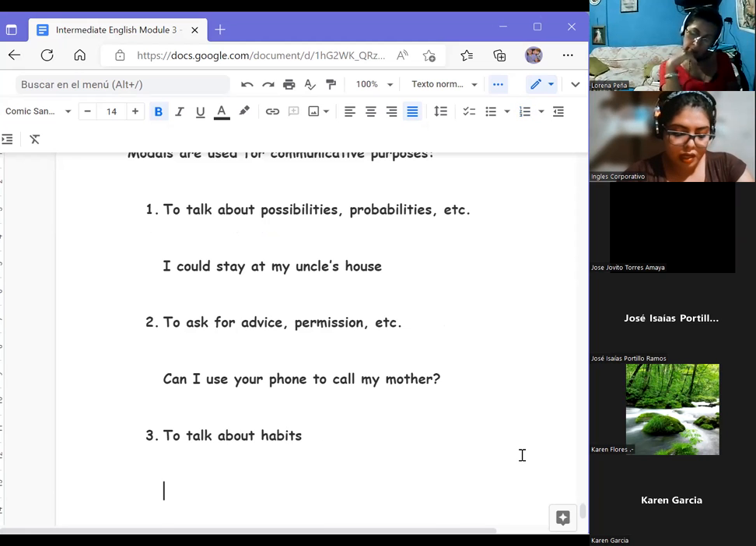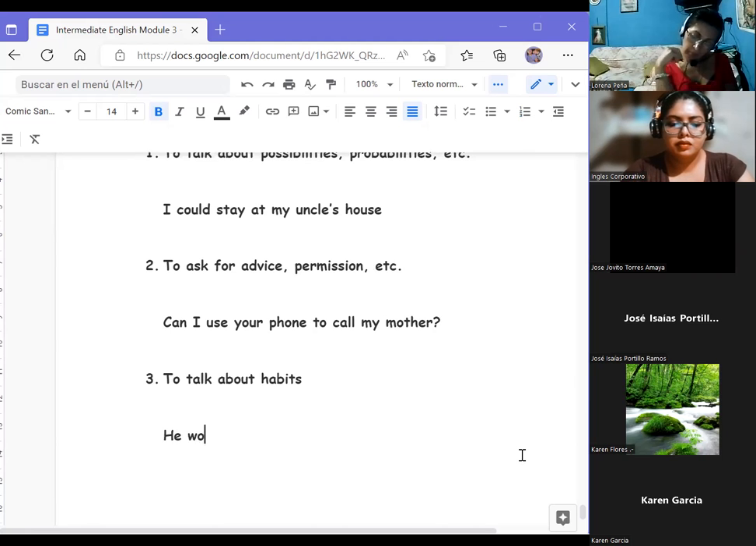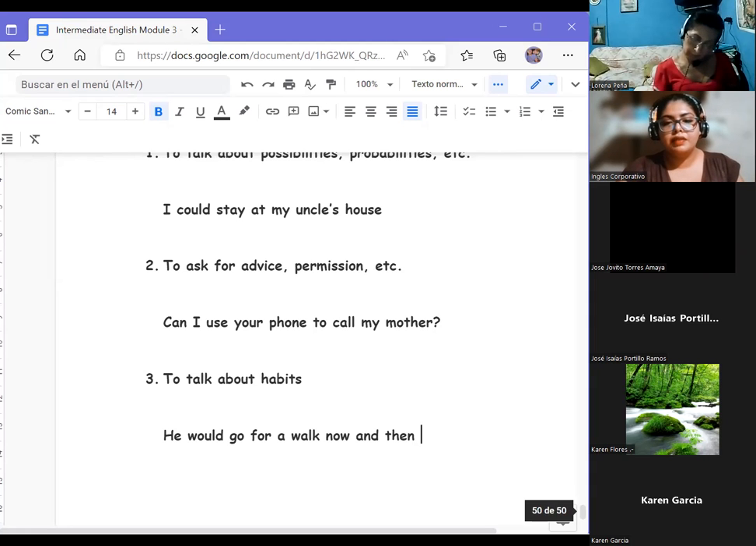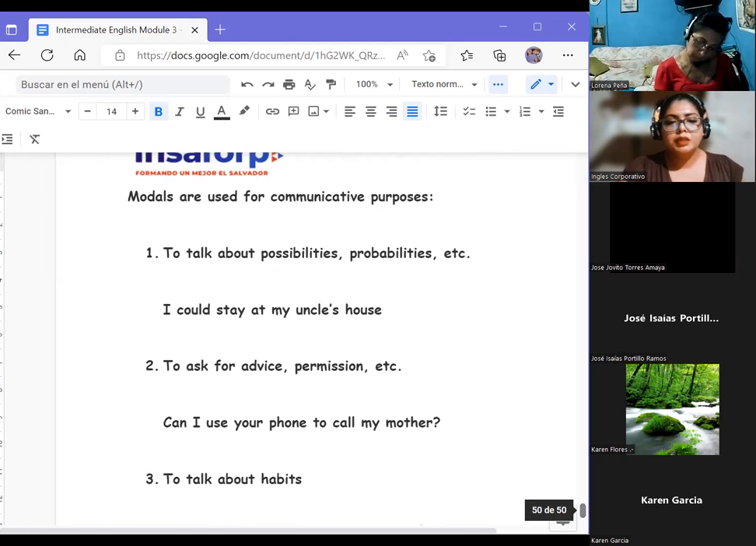Then we have the example. He will go for a walk now and then. In this case, we have these purposes, and we have three. We have the first one, that is to talk about possibilities or probabilities. I could stay at my uncle's house. In that case, it is a possibility or a probability, because we don't know if that action is going to happen or if we are just saying something like that.